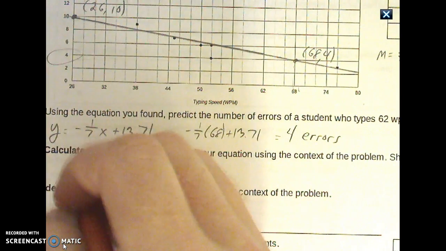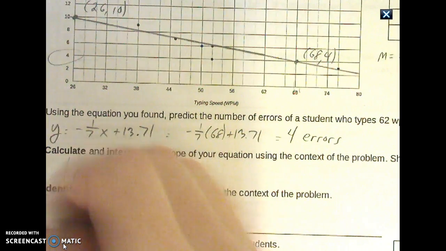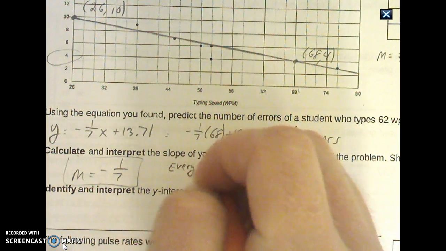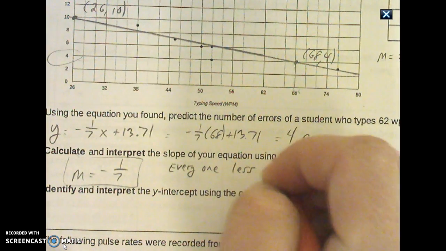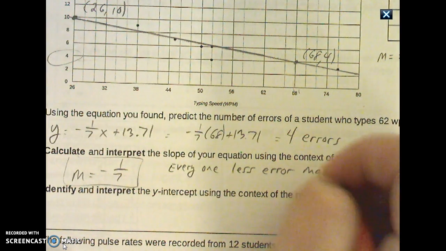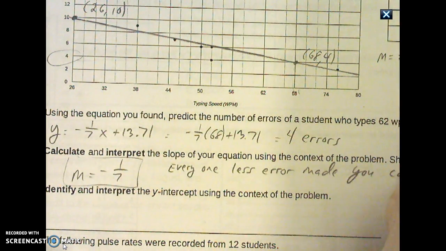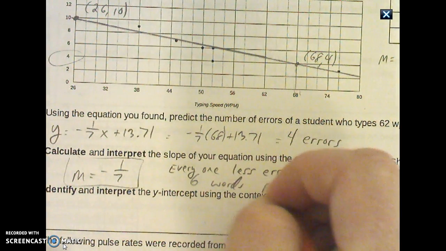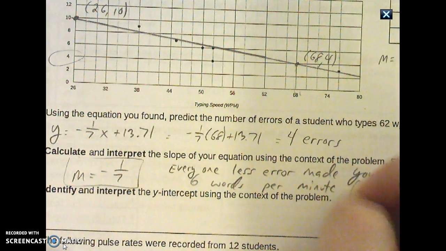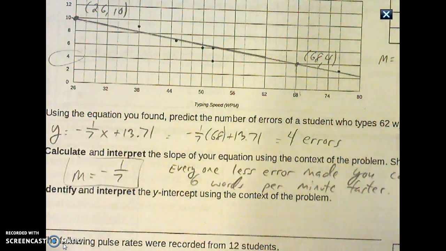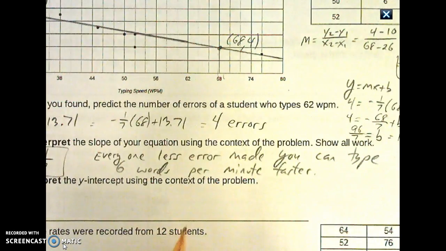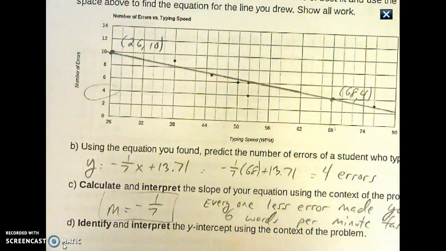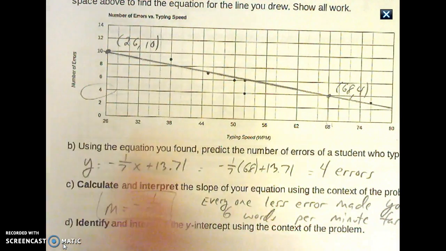Calculate and interpret the slope of your equation using the context of this problem. The slope is negative 1/7. That means for every one less error made, you can type 6 words per minute faster. So every one less error made, you can type 6 words per minute faster. How am I doing that? Slope is rise over run. Here are your errors. Here's your typing speed.